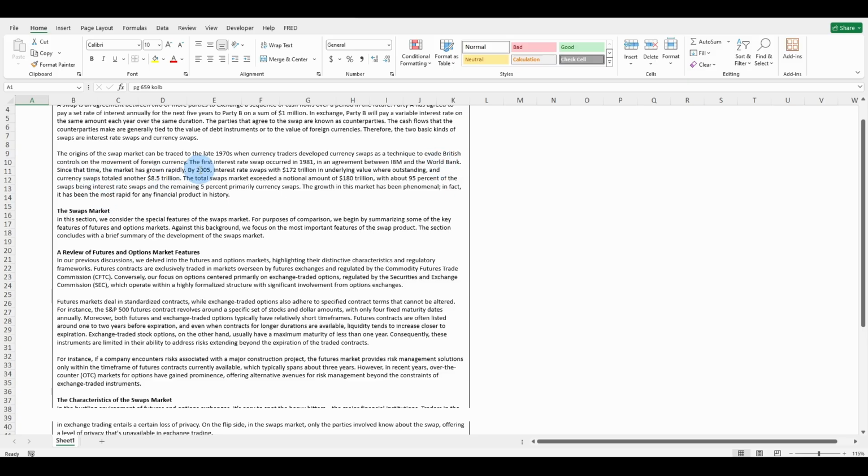By 2005, interest rate swaps were $172 trillion. I suspect that number's probably double that now. In underlying value, outstanding currency swaps total another $8.5 trillion. The total swap market exceeded a notional amount of 180. I think it's probably up to 600 to 700 trillion now, with about 95% of the swaps being interest rate swaps and the remaining 5% primarily currency swaps.